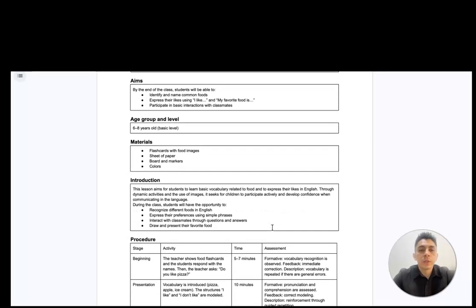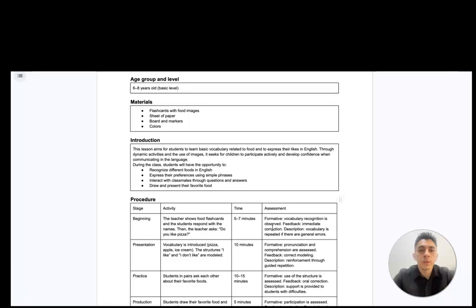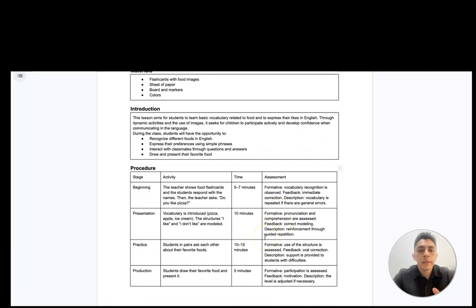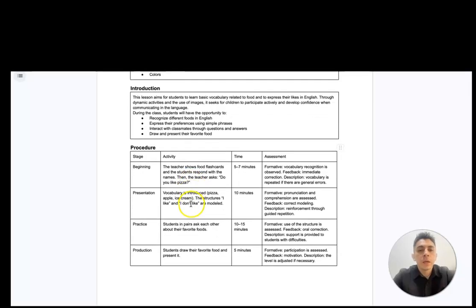The class is organized into several stages, which I have right here. At the beginning, an activity with images is carried out to recall the words that they already know. At this moment, formative assessment is used because it allows me to observe whether students recognize the vocabulary from the start. Maybe some of the words they already know and they know how to speak. So it's important to do this at the very beginning.